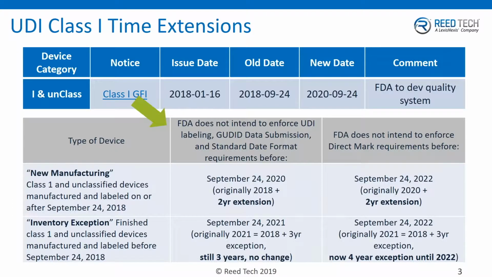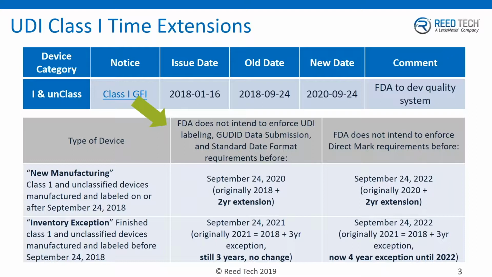Now, Andrew, do you think there's going to be any additional extensions allotted to Class 1s? Yeah, Mike, as you can see on this chart, the initial Class 1 UDI deadline was September 24th, 2018. Now, fortunately for the medical device industry, the FDA provided a 2-year extension. However, there have been no indications that there will be another one. So, with less than a year until the Class 1 UDI deadline, it is critical to start implementing a UDI plan if you haven't started already.